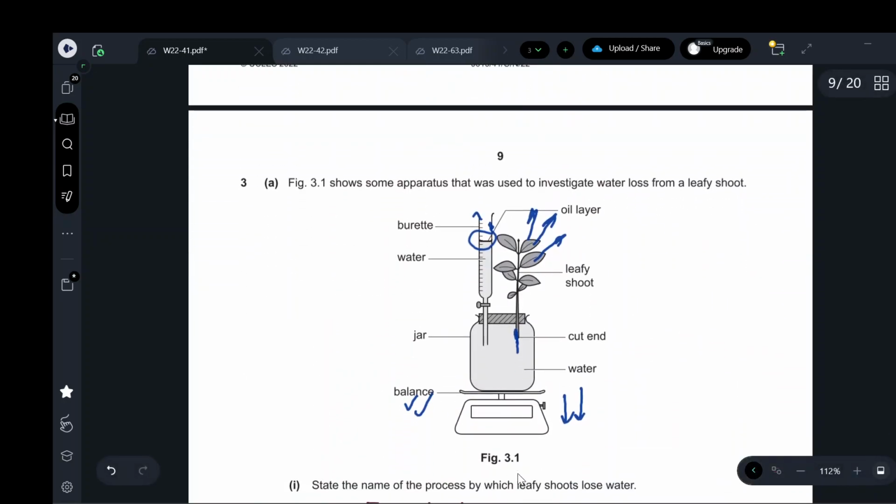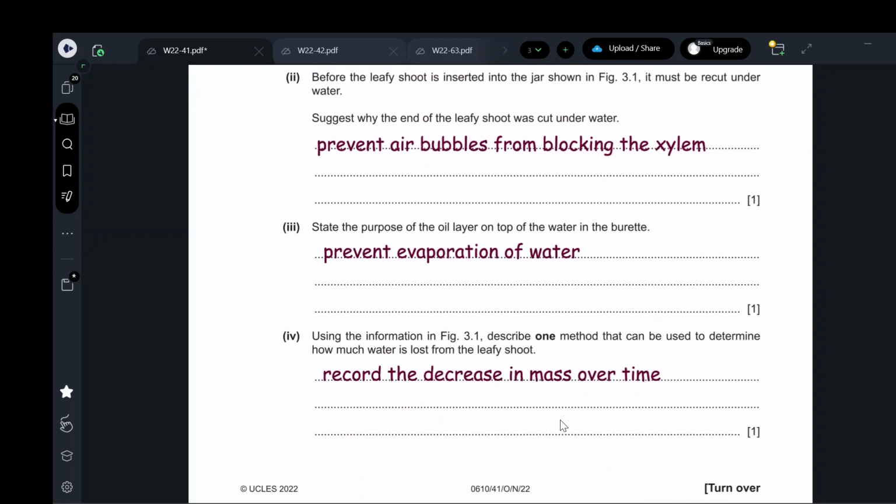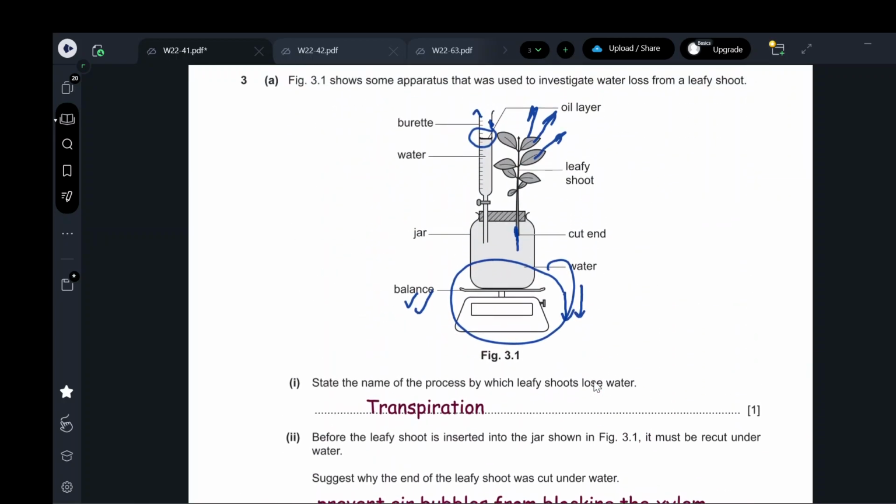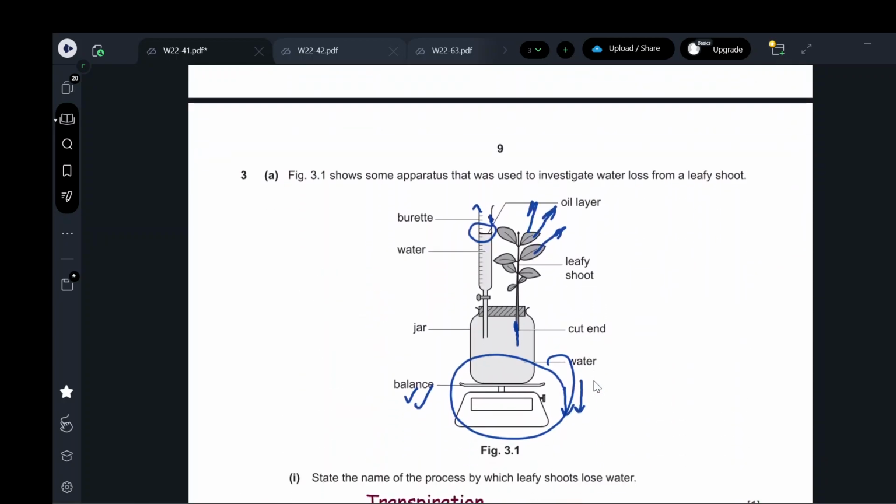How are you going to measure the rate of transpiration? I will measure the mass lost per unit time. For example, every 5 minutes you will measure the mass. So record the decrease in mass over time. There is another way that you can record the volume of water used over time.